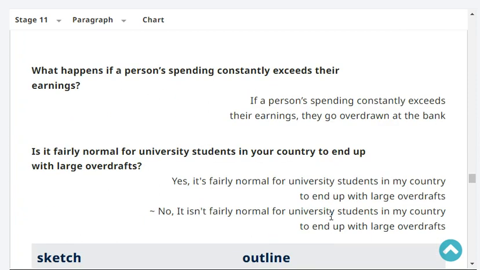What happens if a person's spending constantly exceeds their earnings? If a person's spending constantly exceeds their earnings, they go overdrawn at the bank. Very good. Okay, so now let's move on to reading.